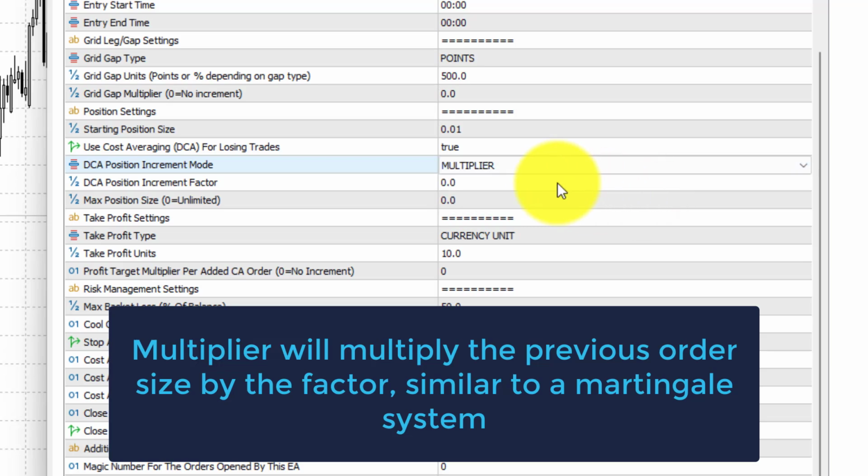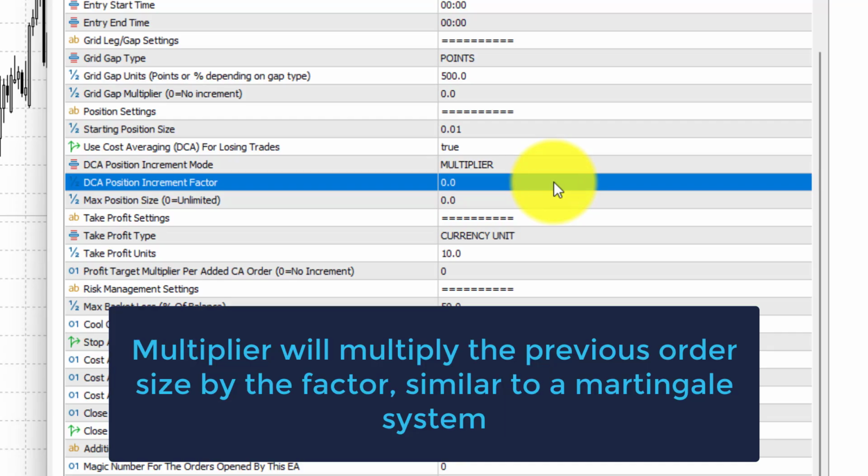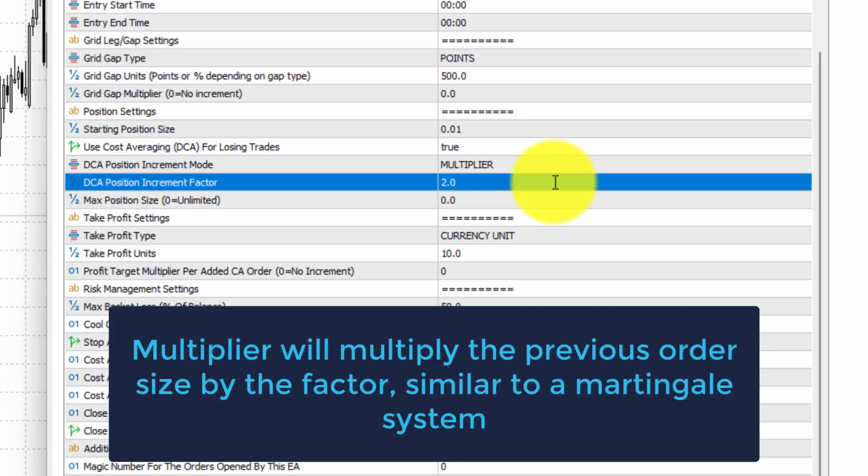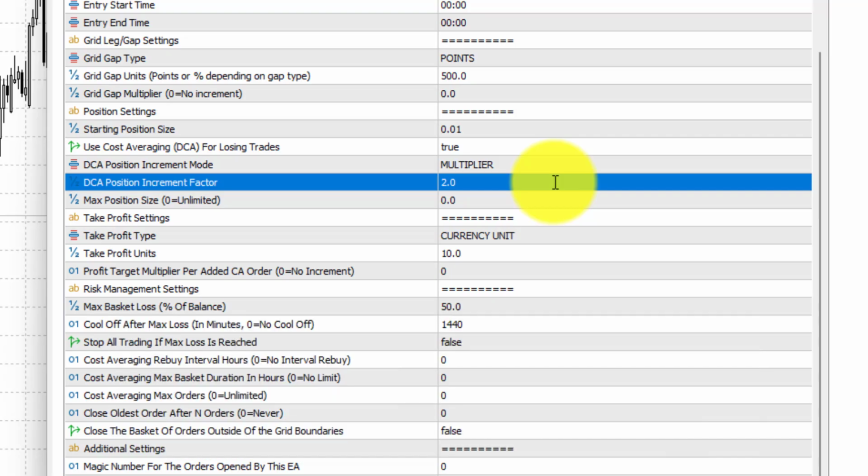If your starting size is 0.01 and the multiplier is 2, then the sequence becomes 0.01, 0.02, 0.04, 0.08.